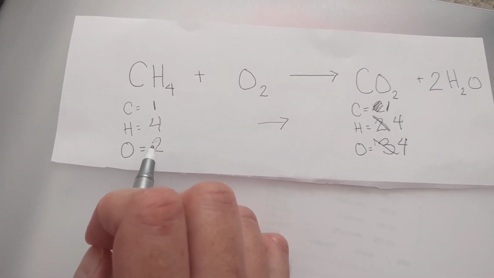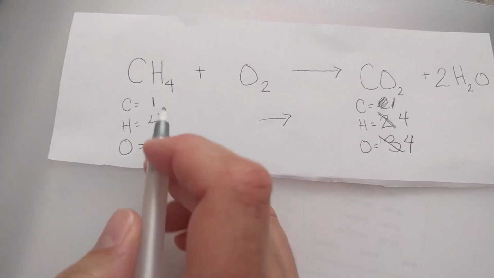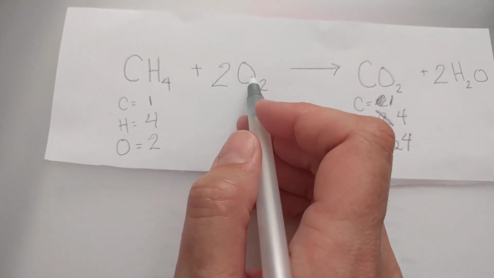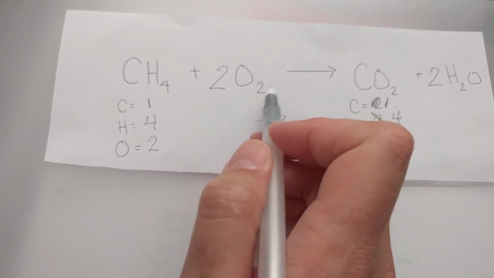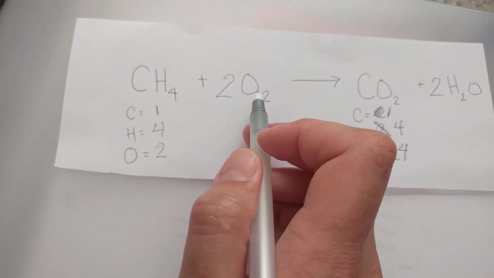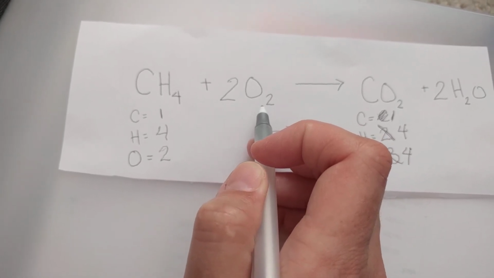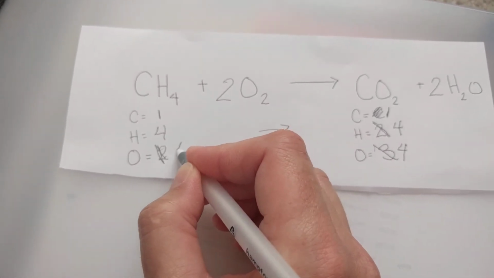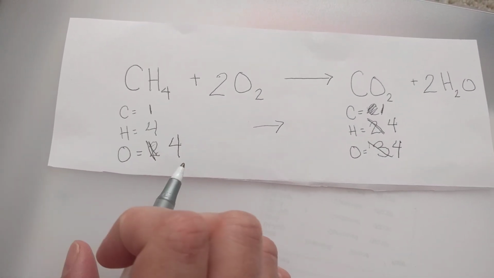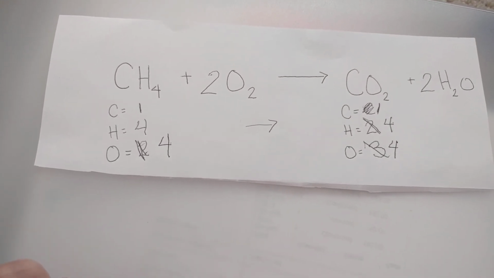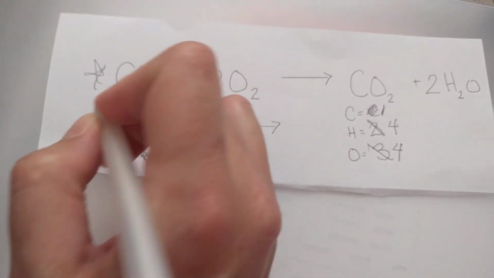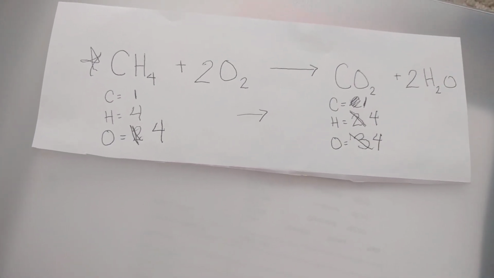We need to add 2 oxygens. Do you remember how to do that? So there's 2 oxygens in this molecule. And if we have 2 molecules of O2, we end up with 4. Oh my goodness. Is it balanced? I think it's balanced. Good job, you did it. We balanced it together. Whew, that was a lot of work, but we did it.